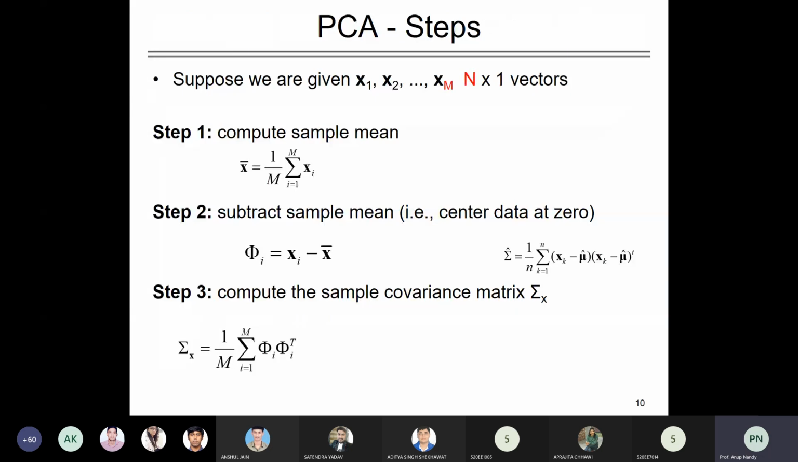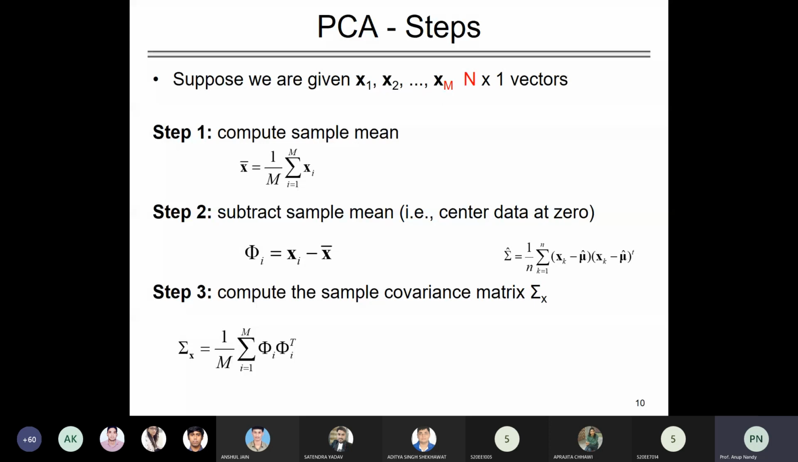Now, what are the different steps to be executed to understand the concept of PCA? Suppose you are given this m-dimensional data and you have n cross 1 vectors, and you have to first compute the sample mean. So this is your first job. Step 1 is, whatever data is given to you, you compute the sample mean.